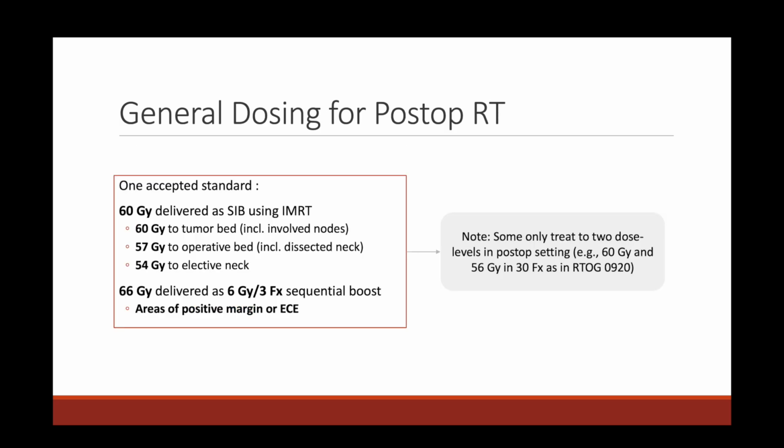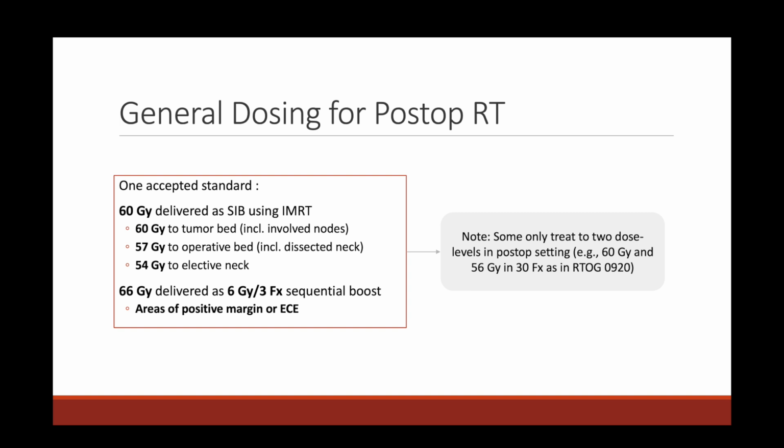And once again, just to review, typically the dosing that we think about in the postoperative setting is 60 gray, and we often deliver this as a simultaneous integrated boost. And we can have 2 or 3 low to intermediate risk dose levels, so we can do 60, 57, 54 in 30 fractions, or 60 gray and 56 gray in 30 fractions.